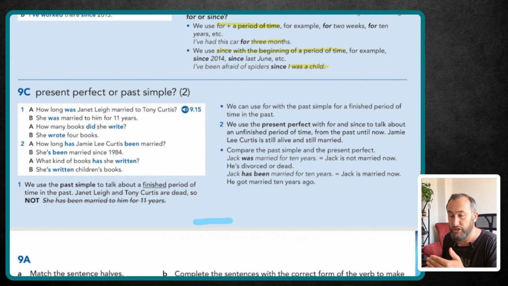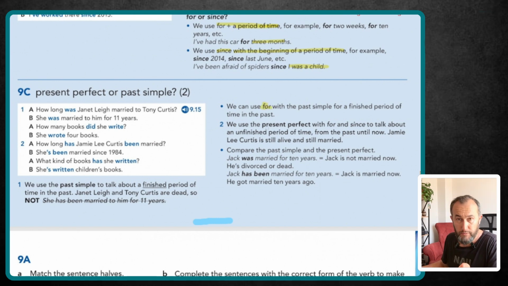How many books did she write? Past simple, did she, because she's dead now. She died. It's got nothing to do with the present time. So she wrote 4 books. Okay? We can use for with past simple. For, we can use with past simple and present perfect, no problem, because for shows duration, how long, right? So we should be careful about that.